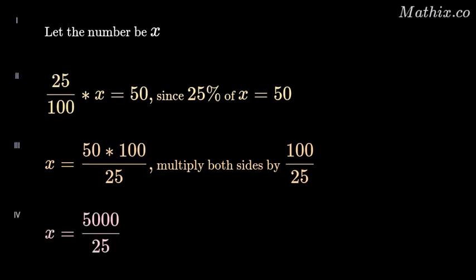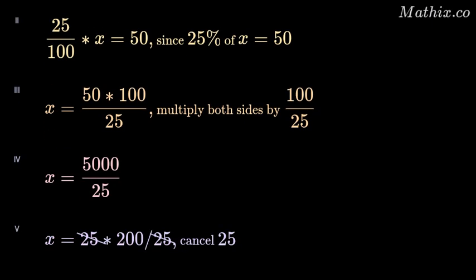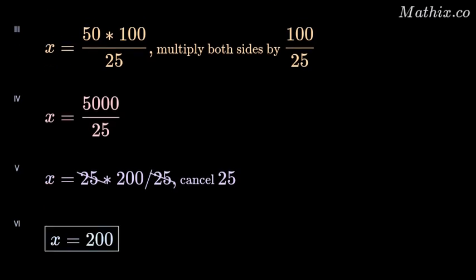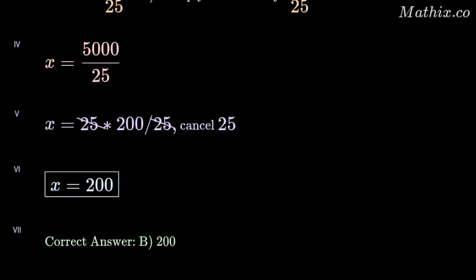This multiplication simplifies the right side to 50 times 100 divided by 25. We then simplify the fraction by canceling 25 from numerator and denominator. After canceling, we find that x equals 200. Therefore, the correct answer is option B, which is 200.